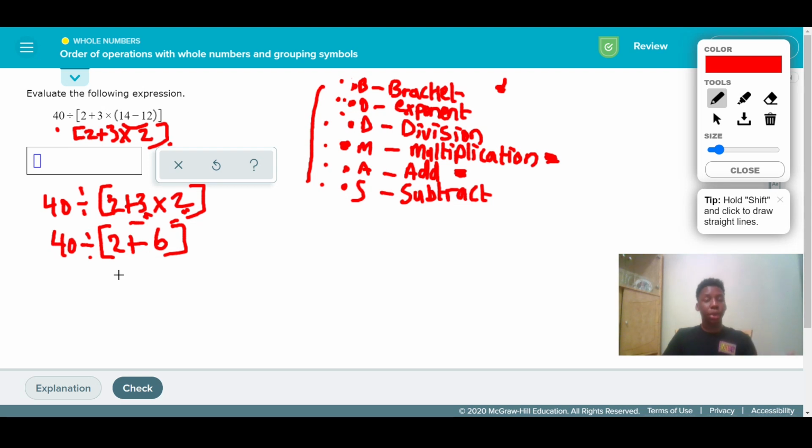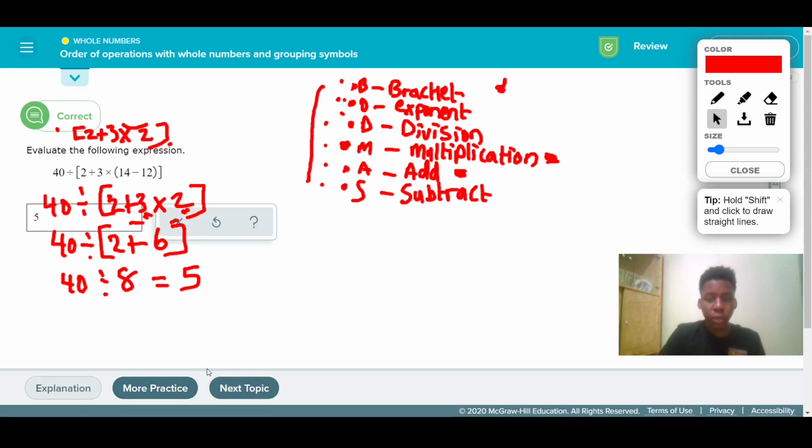So now we're done with that. We can add now. So that would be 40 divided by 8, because 2 plus 6 equals 8, right? So 40 divided by 8 equals 5, because 8 goes into 40 five times. So 40 divided by 8 should be a 5. So let's put that out. It's 5. Check.